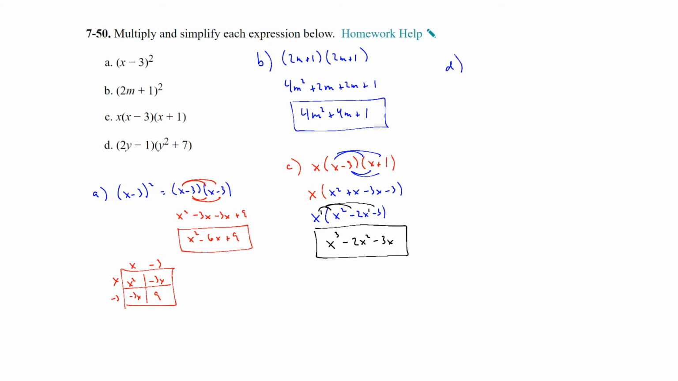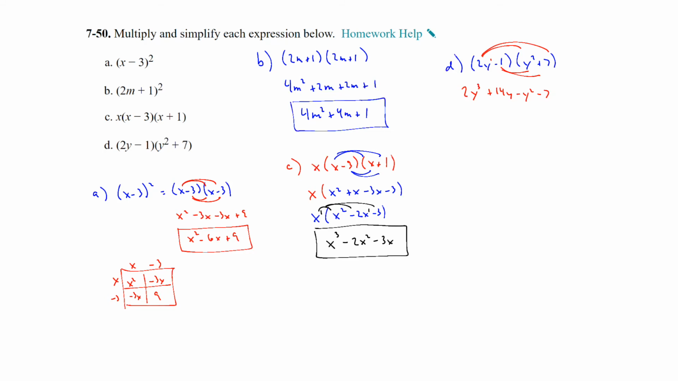And then the last one, part D, we have a binomial times a binomial, but you'll notice it's a little different than the ones from A and B because you have a squared term in one of your binomials, but it works the same way. 2y times y squared is 2y cubed, adding the exponents. 2y times 7 is 14y. Negative 1 times y squared is negative y squared, and then negative 1 times 7 is negative 7.